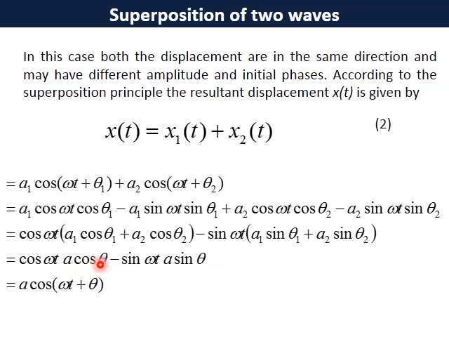So this is cos omega t, with a1 cos theta 1 plus a2 cos theta 2 which I have denoted as A cos theta, and again here a1 sin theta 1 plus a2 sin theta 2 I have denoted as A sin theta. So finally what I have is cos omega t A cos theta minus sin omega t A sin theta. So this gives me A cos(omega t + theta), because cos(a + b) is cos a cos b minus sin a sin b. Okay, very good.